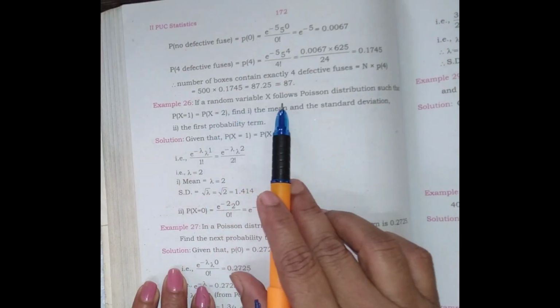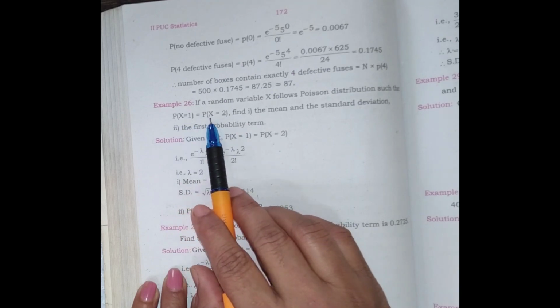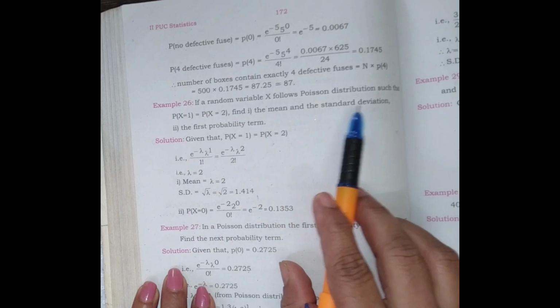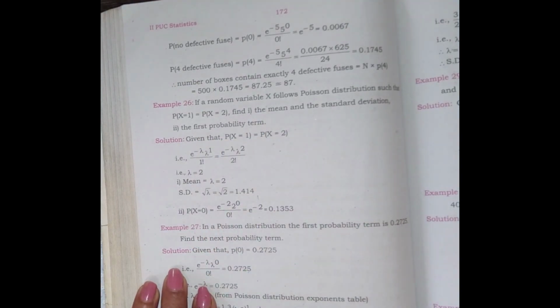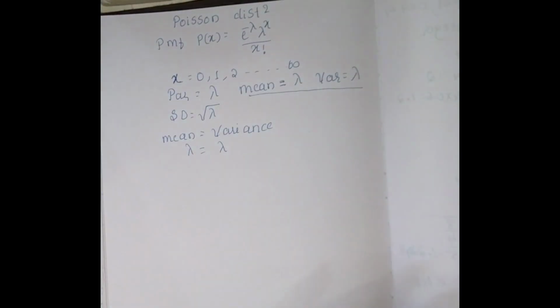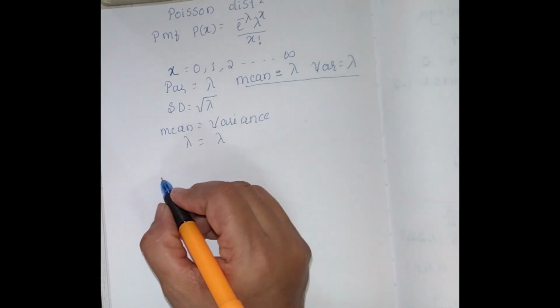If a random variable x follows Poisson distribution such that probability of x equals 1 is equal to probability of x equals 2, find the mean and standard deviation and the first probability term. Okay, we will calculate. I will show you how to calculate this one. Here, what is given?